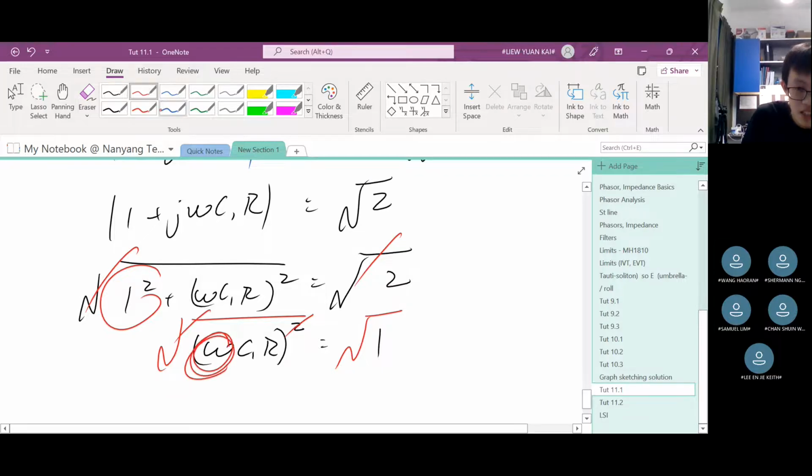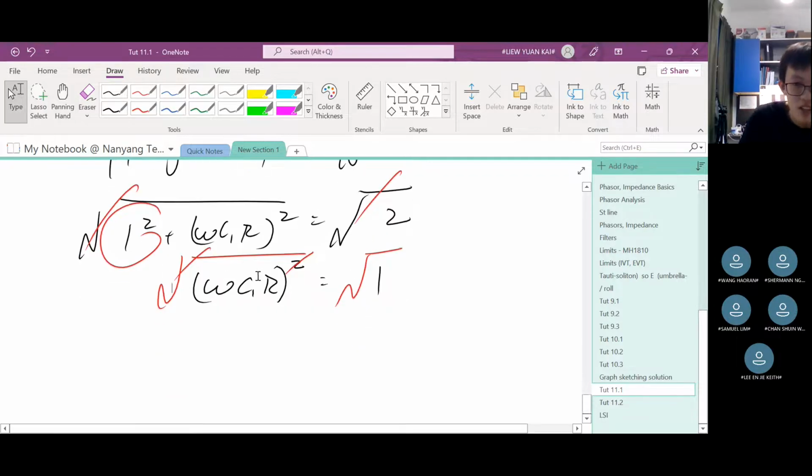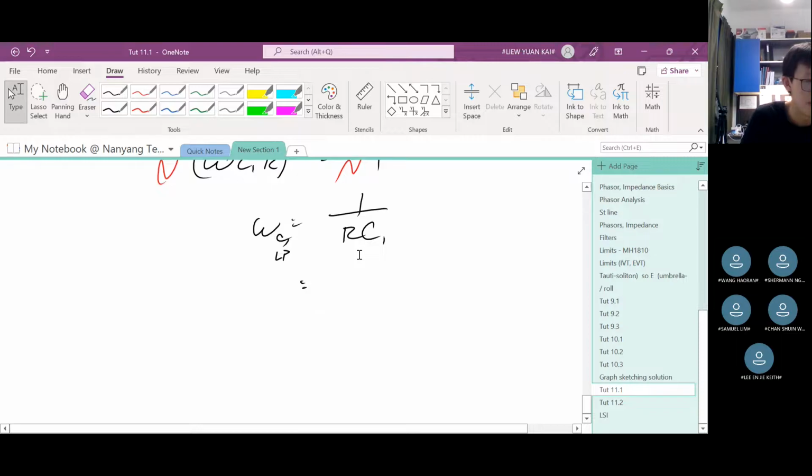And then I want to make omega the subject, right? Because we're looking for cutoff frequency. So move these two to the other side. You'll get 1 over RC1. And this is the cutoff frequency. Yeah, I should write here cutoff for the low pass filter. Now you sub in the value. Okay, you have to sub in the value so that you can identify the number.